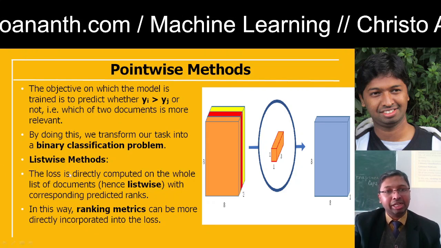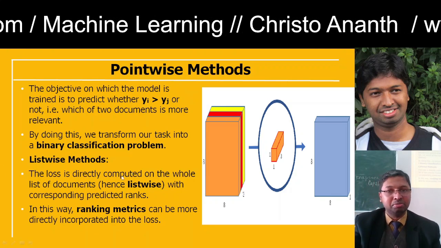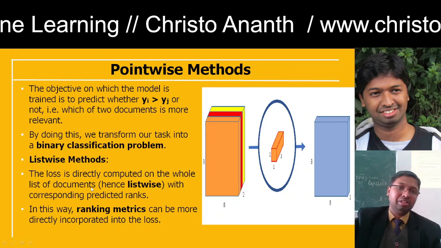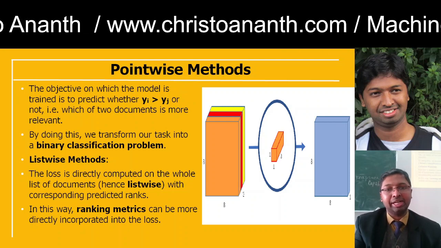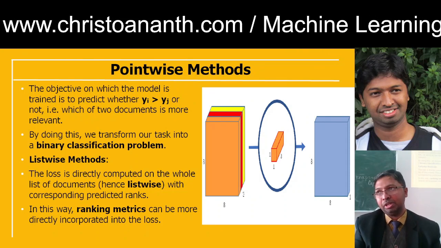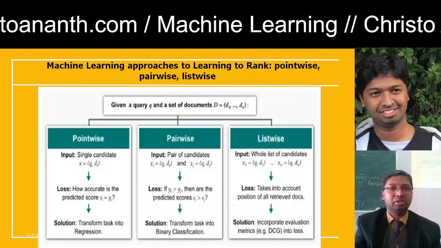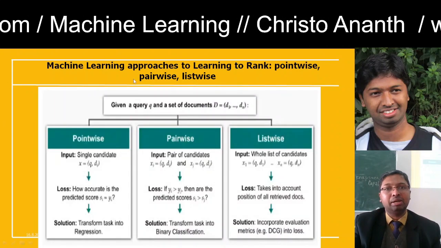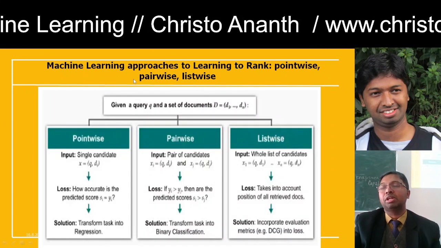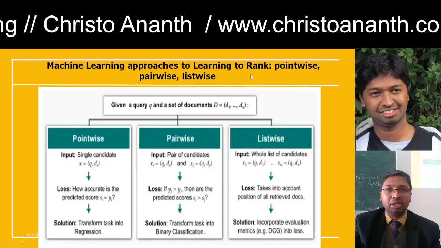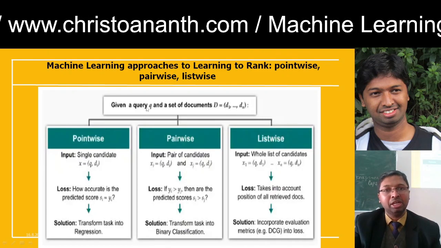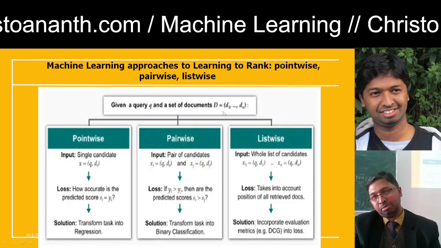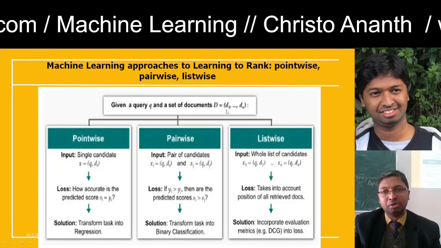You can also go with the list-wise methods. According to the list of the documents, you can calculate the ranking metrics that is incorporated for each of the loss. So these are the machine learning approaches that you can use for learning to rank: point-wise, pairwise, and then list-wise. Here you will have query q and documents d from d1 to dn.